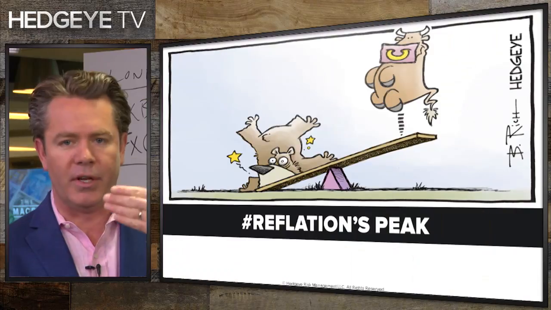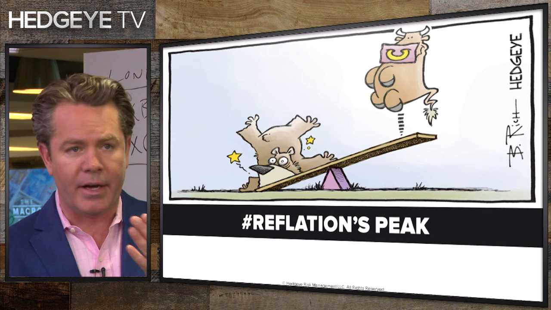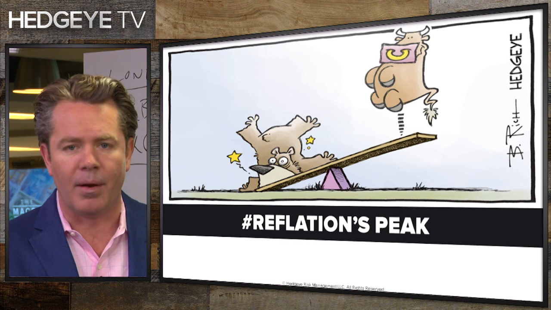But again, Josephine, if you can go to slide, I think, 25 in the current macro theme deck. Macro theme number 2, don't forget, at Hedgeye, is that we are identifying a peak potentially in terms of the reflation theme. That's what we call it, hashtag reflation's peak. We have not minced words about this.